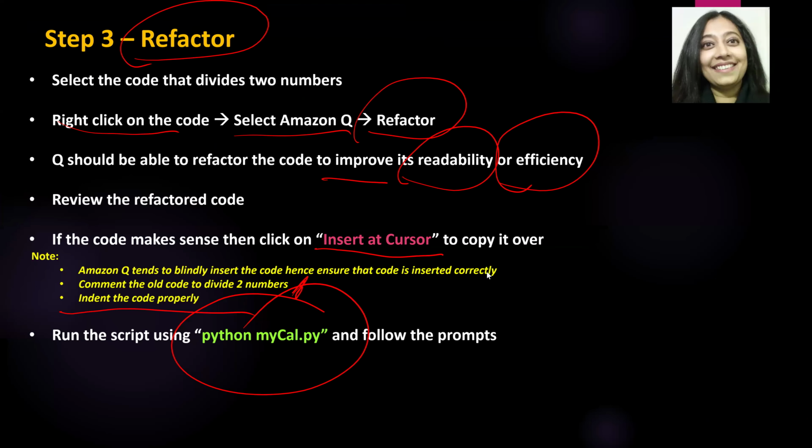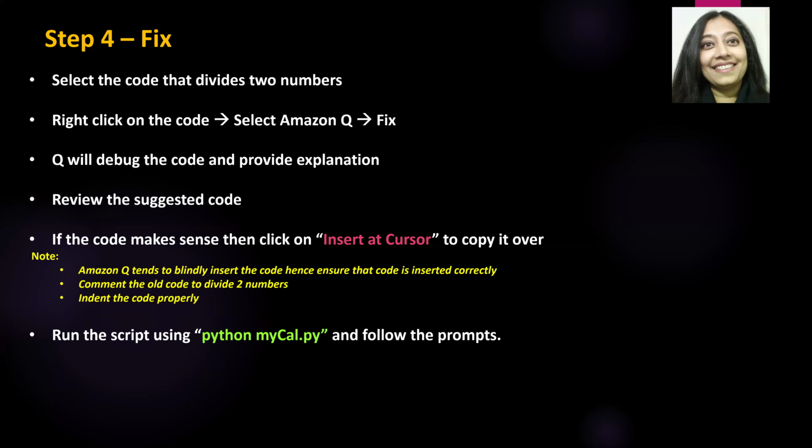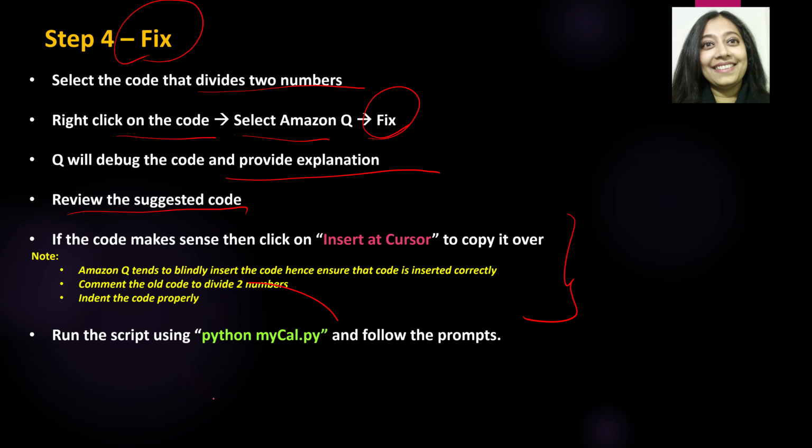So this is refactoring. The next thing that we are going to do is try and fix it. Now, behind the scenes, Fix tries to debug the code and then it provides an explanation. So similarly, I'm going to use a divide function. You can use anything that you like, whatever piece of code. You're going to select the code, right-click, select Amazon Q Fix, again review the suggestion, and then if it makes sense, we will insert at cursor and finally compile it.